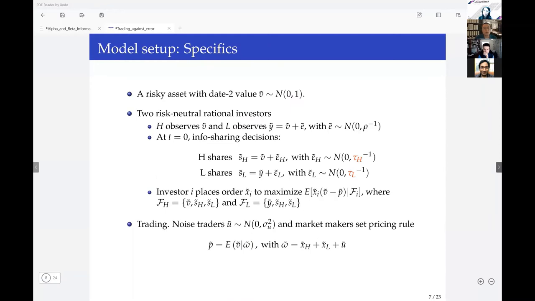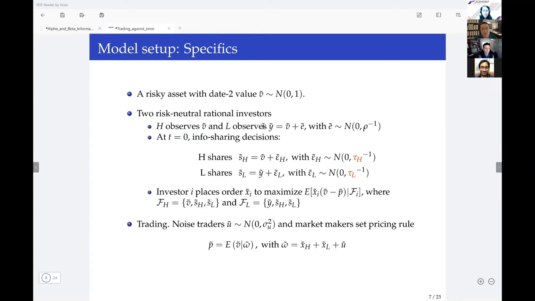We have a risky asset. That's standard: it follows a normal distribution with mean zero and variance one. As I said, there are two informed investors, H and L. H will see the fundamental value perfectly, so he's more informed. Later on, we will relax the model to allow them to see noisy signals. L investor will see the fundamental value plus noise.